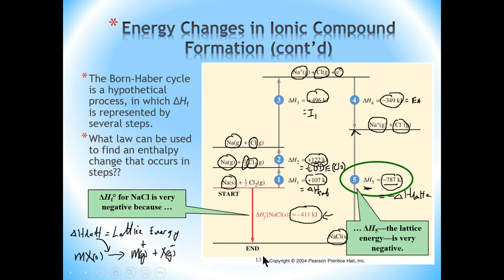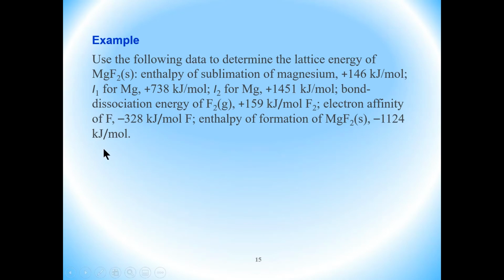Okay, so with that said, we're going to stop this video here. The next video is where we're going to look into this example right here. This is the example we'll be looking at, and this is where you're going to see how we can use the Born-Haber cycle to determine the lattice energy of magnesium fluoride in this example based on the data that is provided. Okay, until next time.